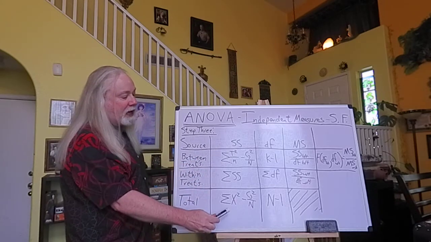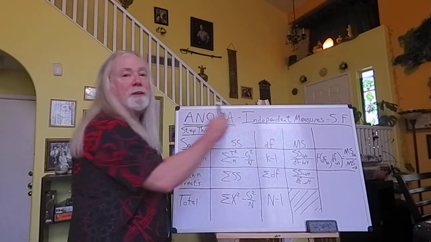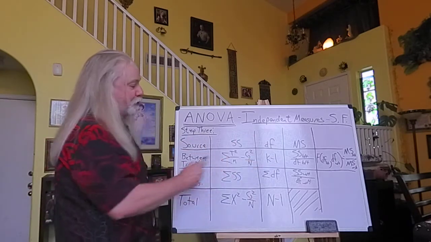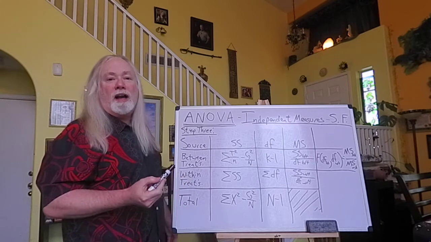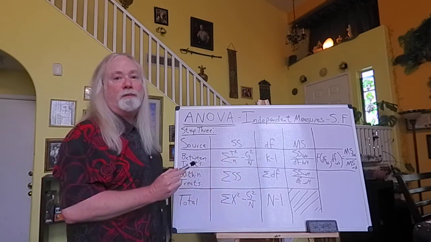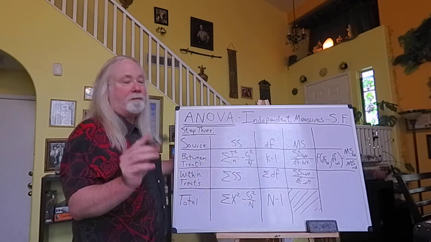Now, once we've got this column done, we can move over to the degrees of freedom column, the easiest column in all of it in a lot of ways. Degrees of freedom between treatments, well, instead of our n minus 1 that we normally have, number of scores, it's the number of treatments minus 1. So just k minus 1, that's it.